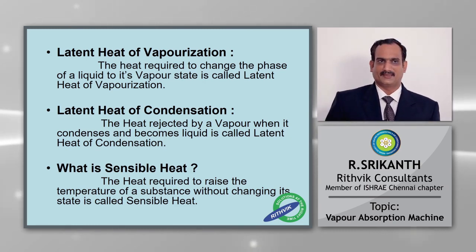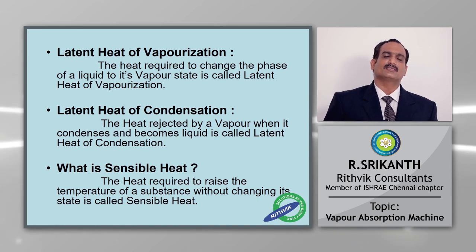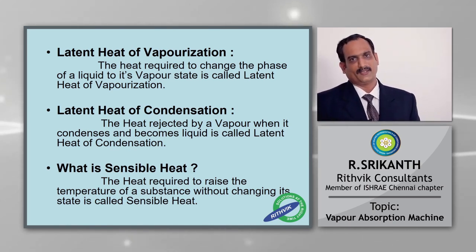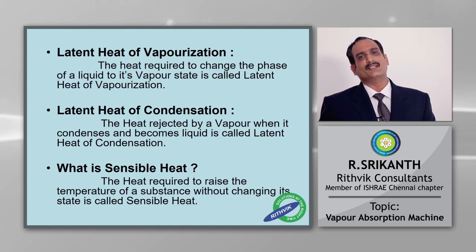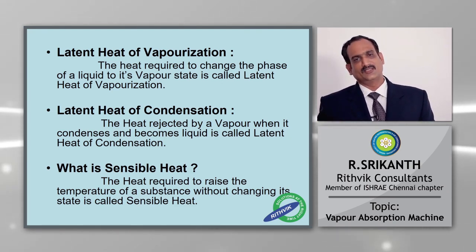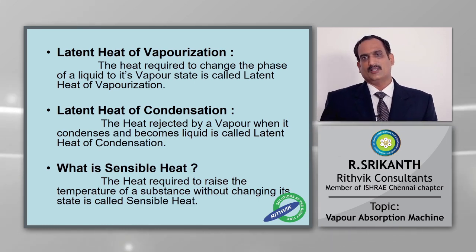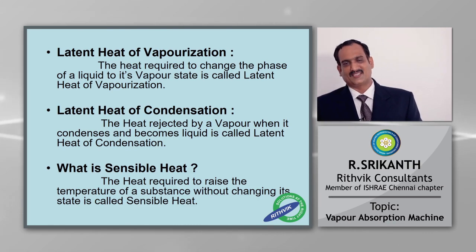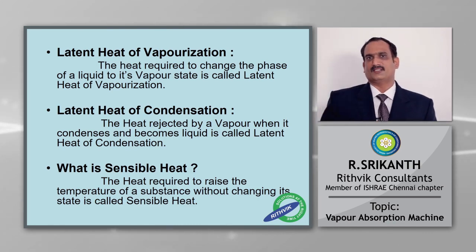Now what is sensible heat? Sensible heat is nothing but a change in temperature. By supplying heat, I'm just increasing the temperature, but there is no change of phase. For example, water can be heated from 30 degrees to 40 degrees, 40 degrees to 60 degrees. Still, water is water. There is no change of phase. That's called sensible heat.